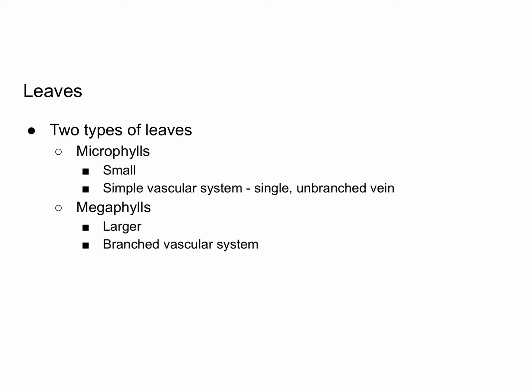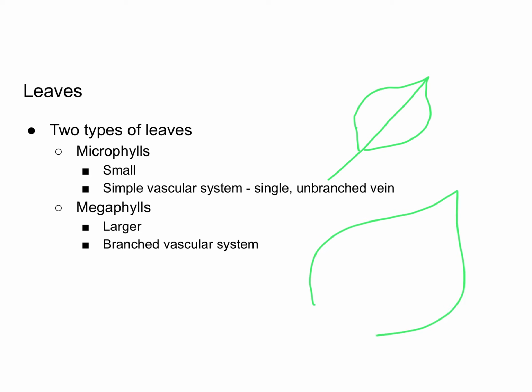There are two types of leaves. There are microphylls and megaphylls. Microphylls are smaller, so if we draw a little cartoony leaf here, and they have a single unbranched vein going through the middle of the leaf. Megaphylls are larger, and in addition to a single vein going through the leaf, they also have these branched veins going out through the leaf itself.